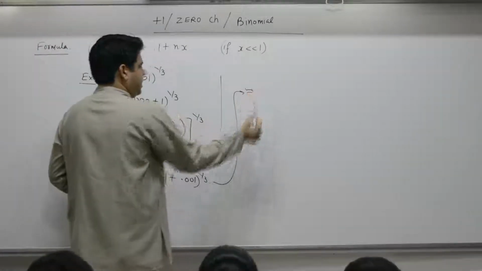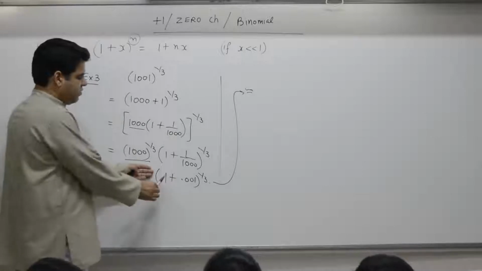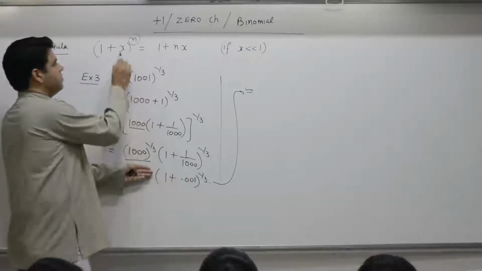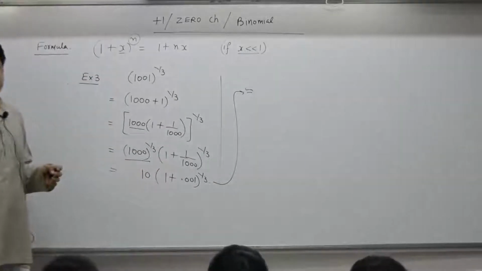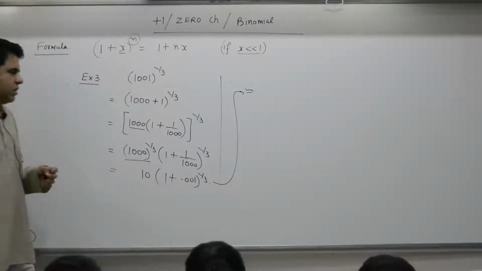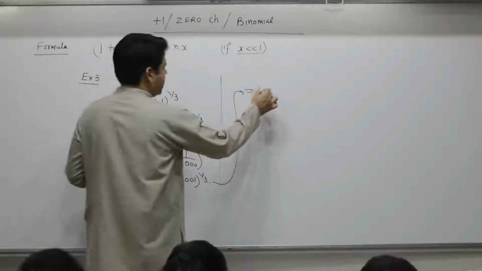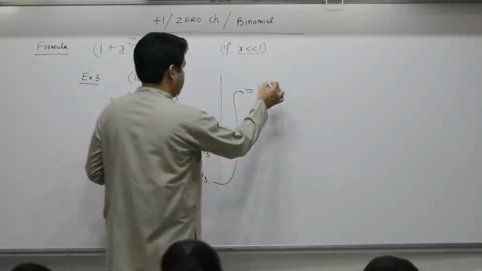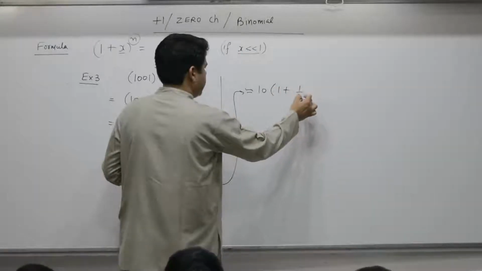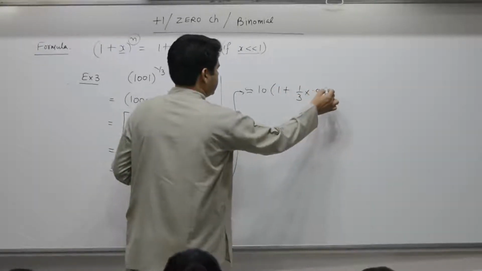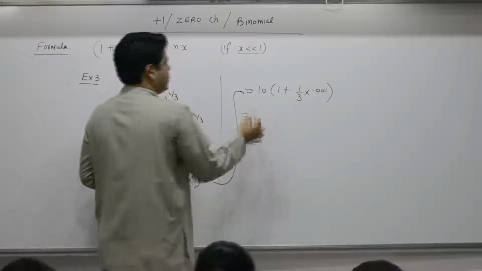Can I apply binomial now? Confirm, 1 plus something. This something has to be very, very small in comparison to 1. Now you can apply binomial. It is 10 into 1 plus n x, that is 1 by 3 into 0.001, equal to what? Solve it.